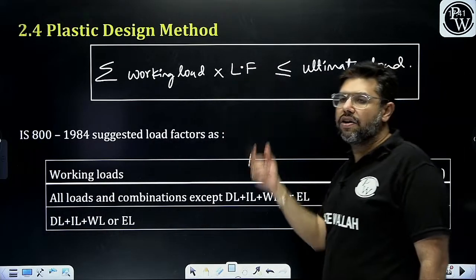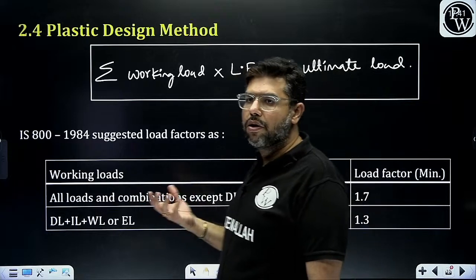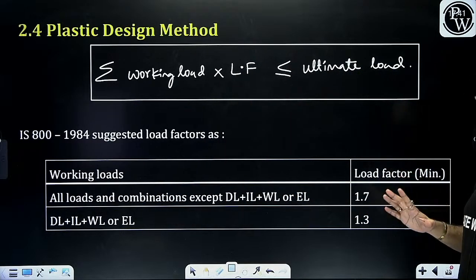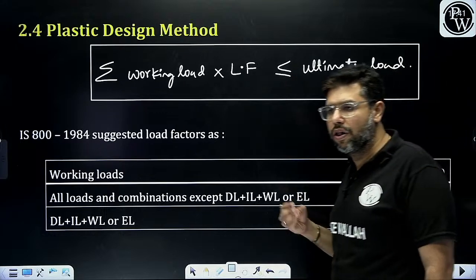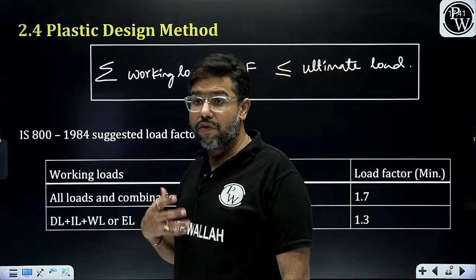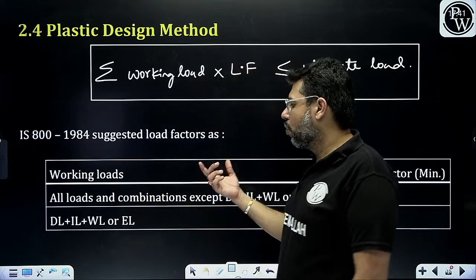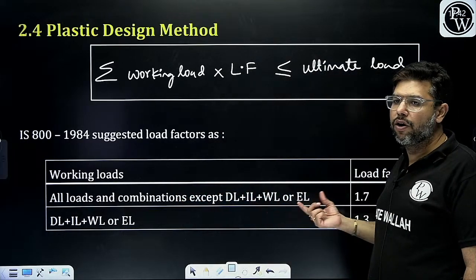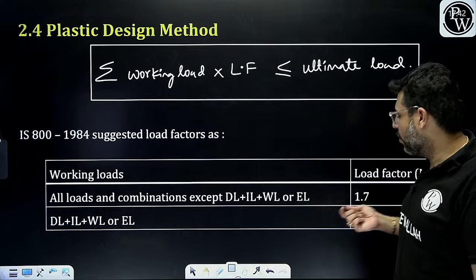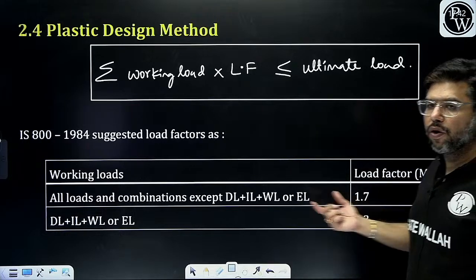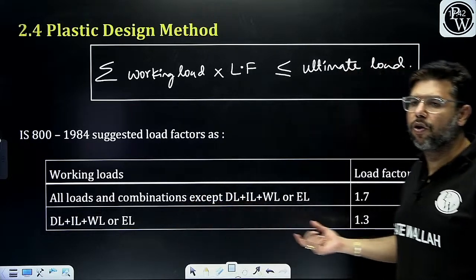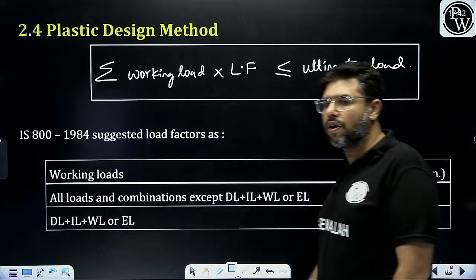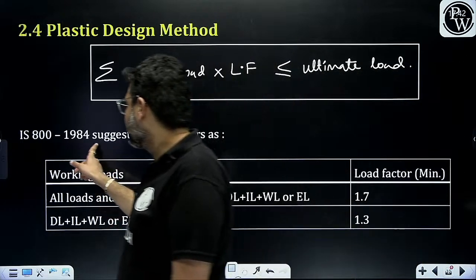See, load factor is kind of a factor of safety here. So, the summation of working load into load factor should be less than or equal to the ultimate load, and while calculating the working load, you will take the worst combination of load. So, all loads and combinations except dead load, that is imposed load, wind load or earthquake load, will have a load factor of 1.7. If you have a combination of dead load, imposed load, wind load, then the load factor is 1.3. These are the load factors that were given in the old code, that is IS 800-1984.